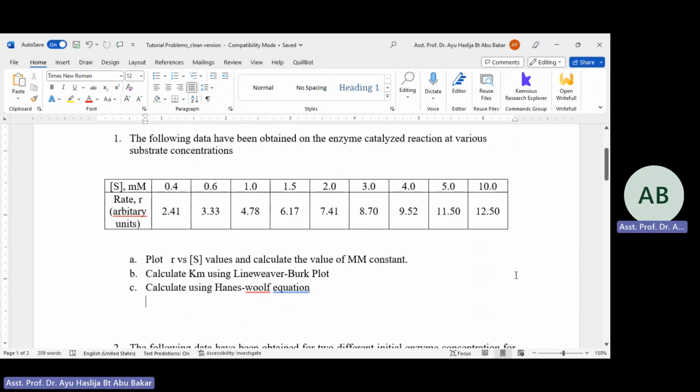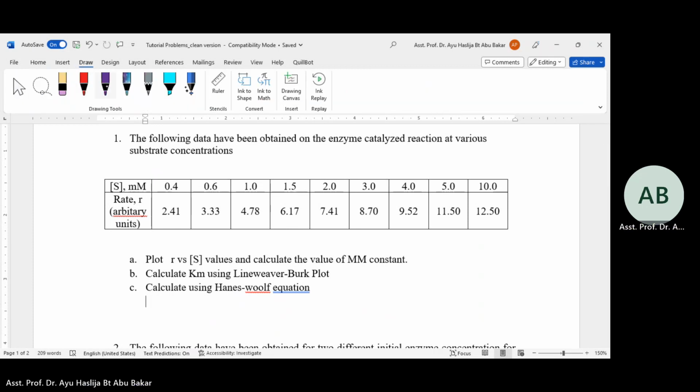Okay, let's say you're given this data. The following data obtained under enzyme catalyzed reaction at various substrate concentration. So these are the substrate. This is the R. Now, it asks you to plot the R versus S value and calculate the MM constant.